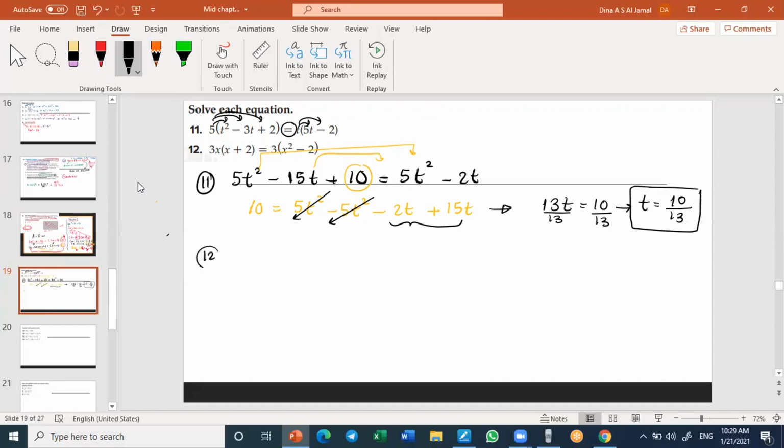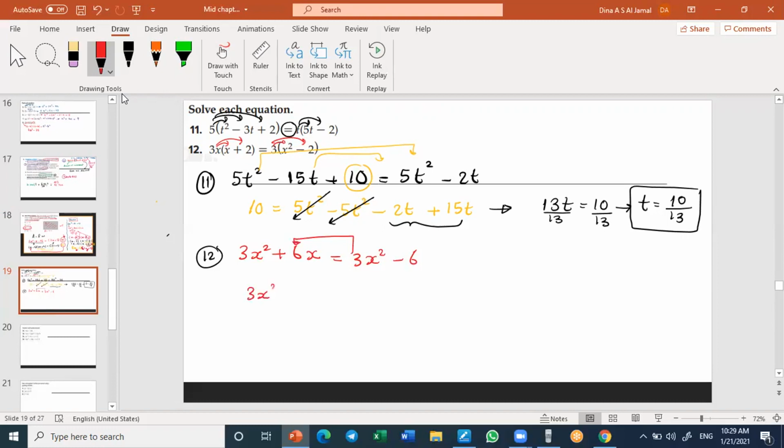Now let's solve question 12. Whenever you are having such a question, again, you will be using the distributive property, but whenever you are having the same base, don't forget to add the powers. So 3x squared plus 6x is equal to 3x squared again minus 6. What you need to do is move the variables next to the variables, the numbers next to the numbers. So let's move this variable here.